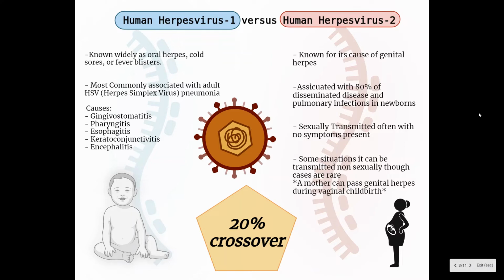And there is a 20% crossover presented in both of these viruses. The human herpes virus 1 can be seen in the genital location, just as the human herpes virus 2 can be seen in the oral location. And we'll discuss how that happens in the next slides.